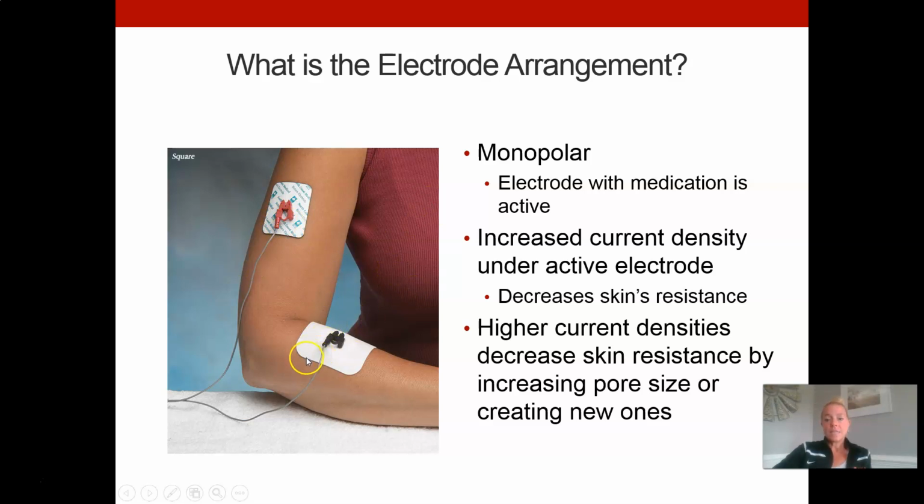I know when you first glance at this, this electrode looks about the same size, if not maybe even a little smaller than this electrode. But I'll show you what one of these active electrodes look like. This whole thing is not an active electrode. There's going to be a smaller patch on the underside of this, and then a lot of this is just sticker to hold it onto the skin. So again, because this active electrode is going to be smaller, it's going to have a higher current density. That's going to help to decrease the skin's resistance, and that's going to allow the medication to be driven through the skin.